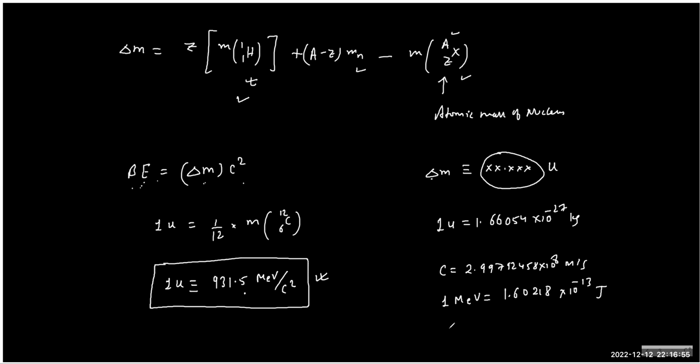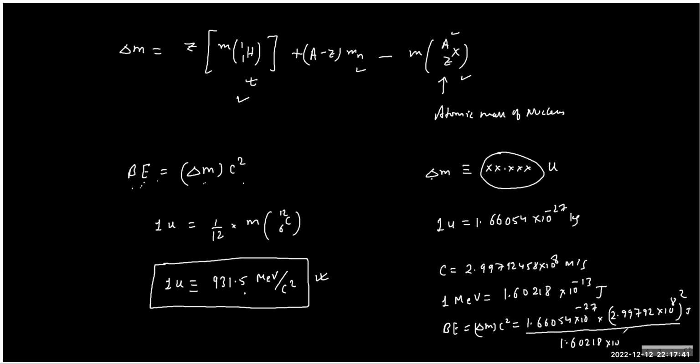And if you do the calculation now using the formula, 1.66054, up to 5 decimal places is sufficient. And this MC square will give you the answer in joule, right? If we want to express the answer in terms of mega electron volt, we divide by joule per MeV. If you solve, this will give you exactly what I wrote. This is the answer that you should know.